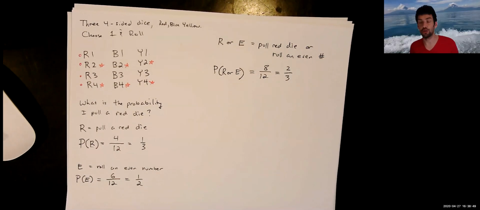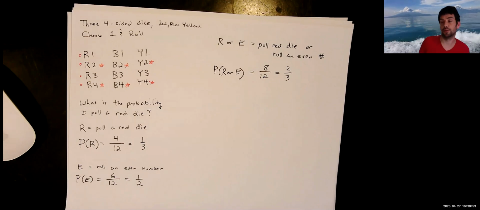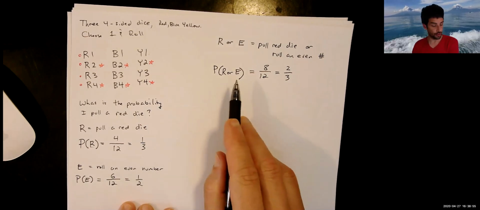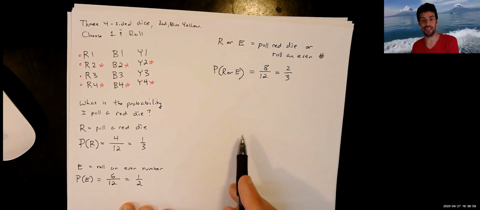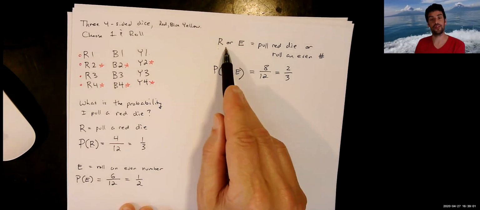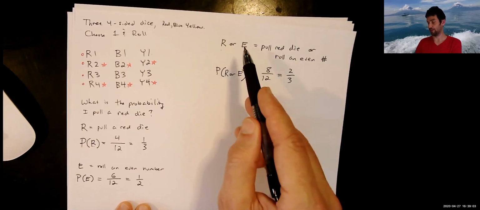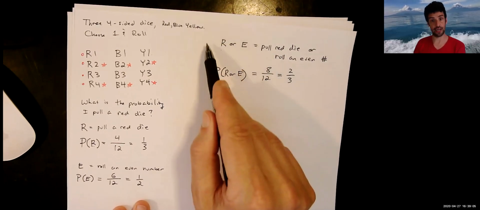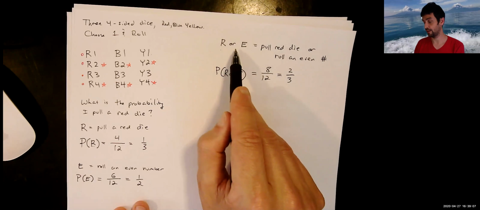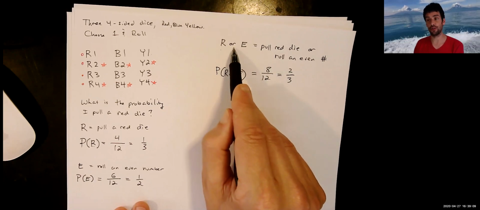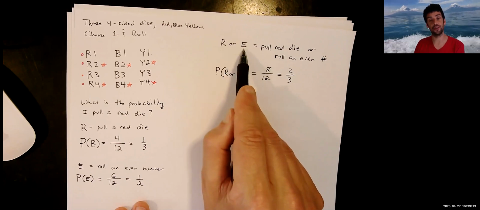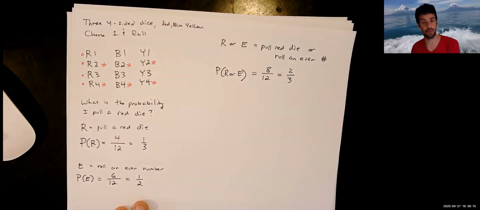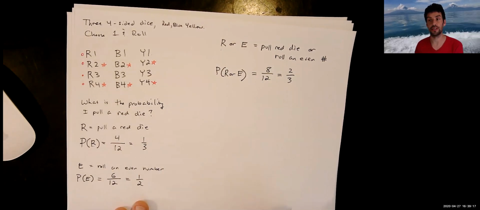pull a red die or roll an even number, including the times that we happen to pull a red and roll an even number, right? That can happen. So this is our or event, right? And that's what they are. They're events. An outcome is in an or event if it's in either of the events. So let me say this really clearly. An or event is a combination of 2 events, right? And an outcome is in the or event if it's in either of the events it's built out of, including the case where it's in both of them. Okay, so just what we did here.